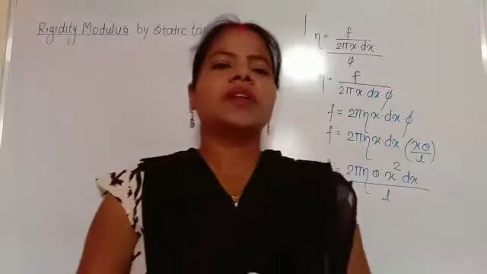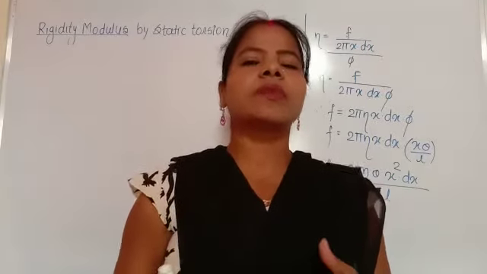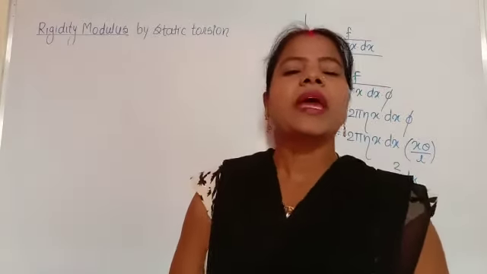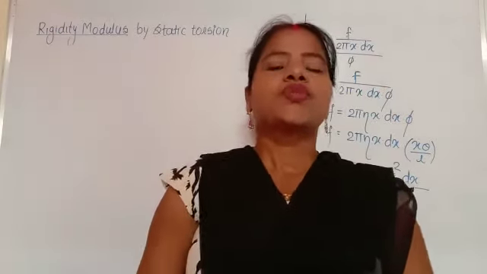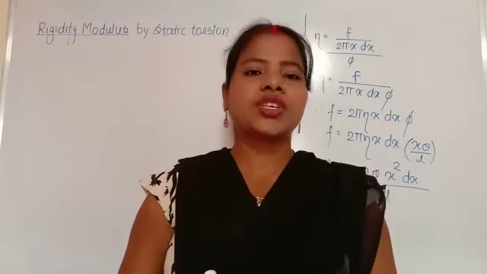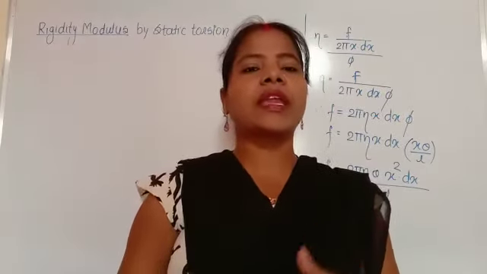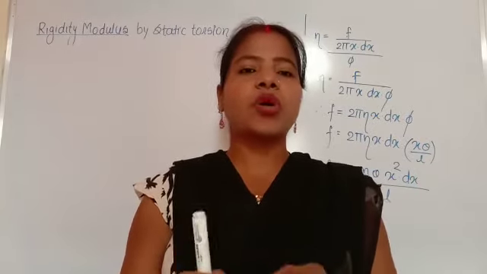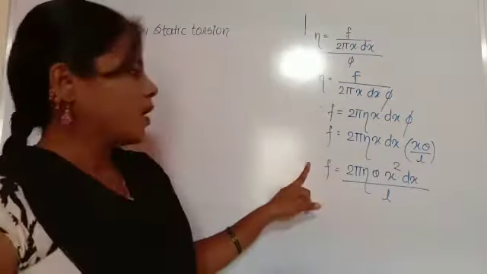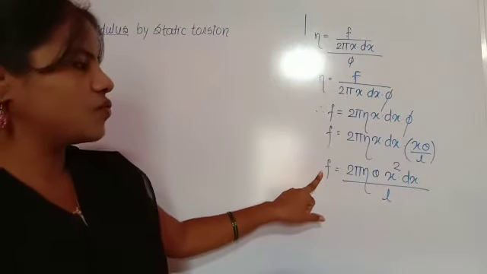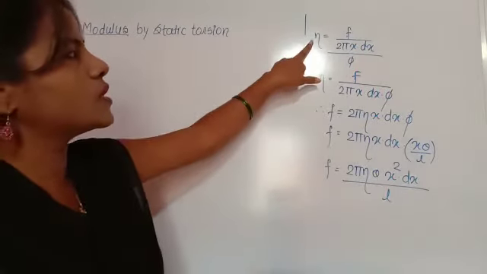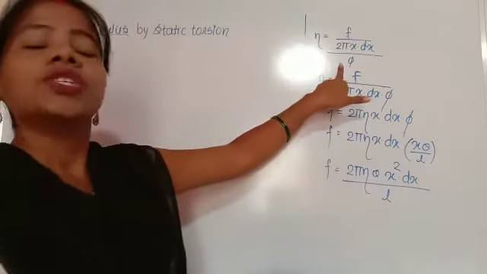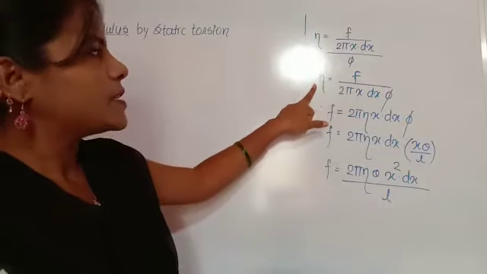In the previous class we learned half of the rigidity modulus by static torsion. There we considered a cylindrical rod of length L and radius R. From that we considered a small annular cross section and calculated the modulus of rigidity due to it. F is the tangential force, and the modulus of rigidity eta equals force per unit area divided by shear strain, which is phi.